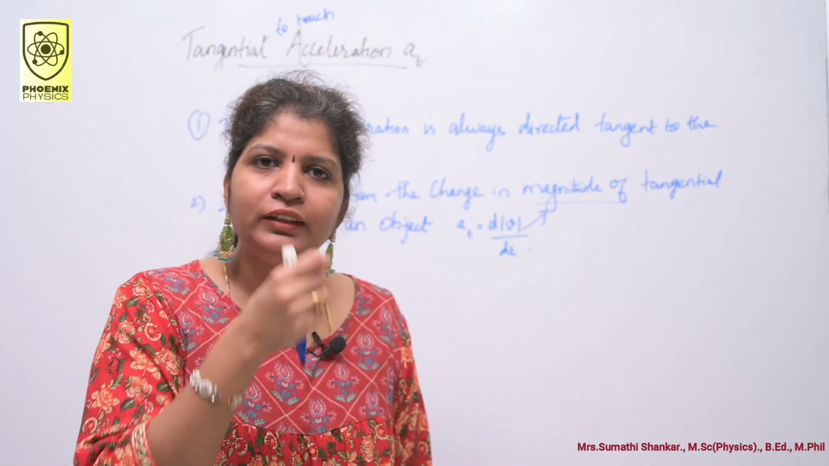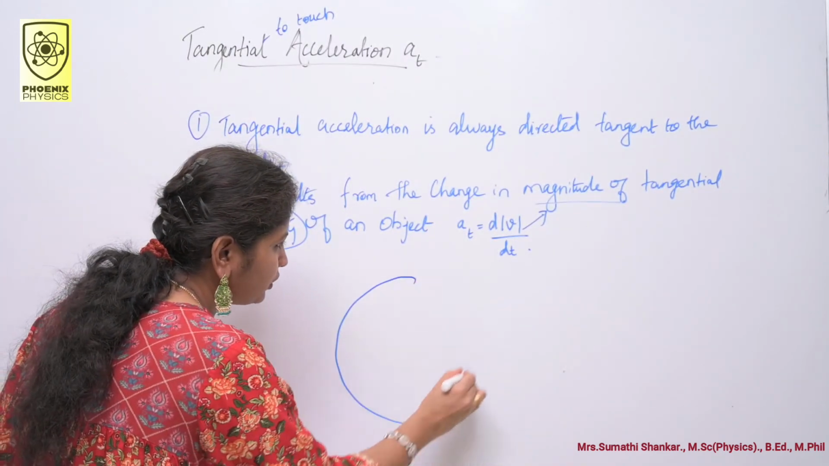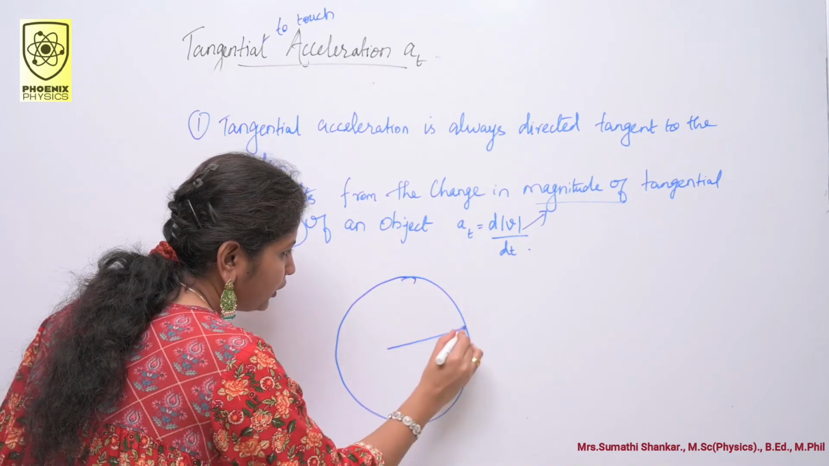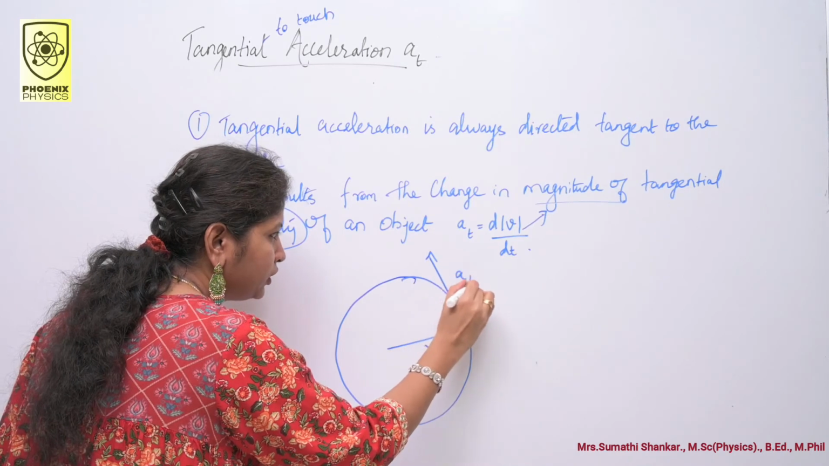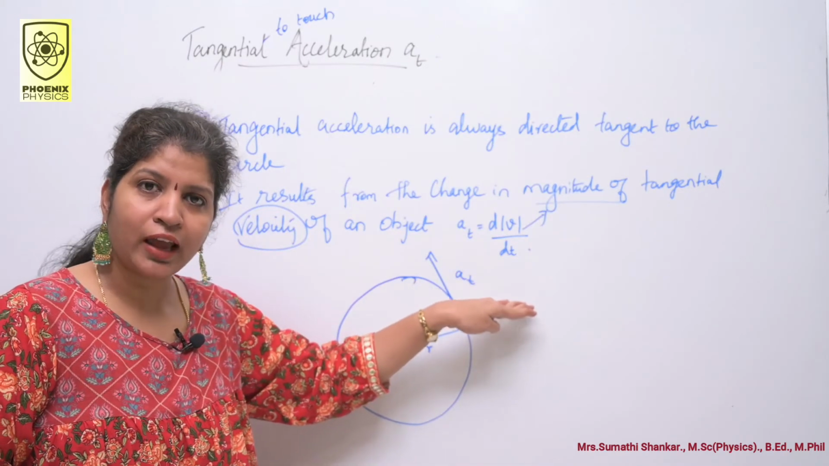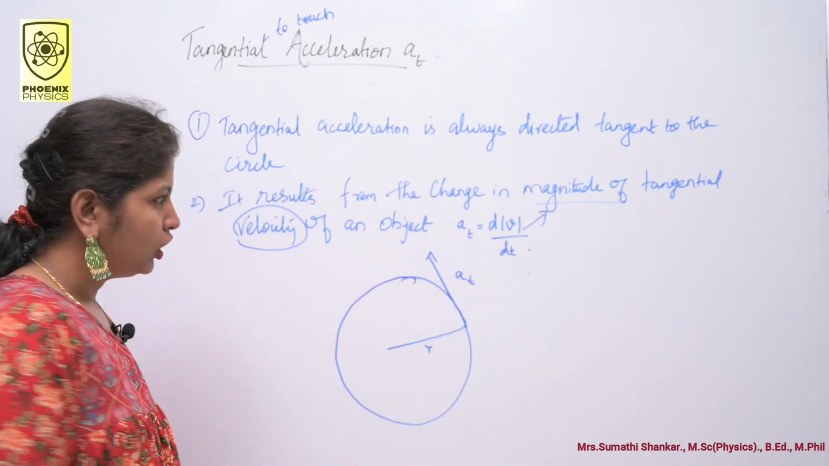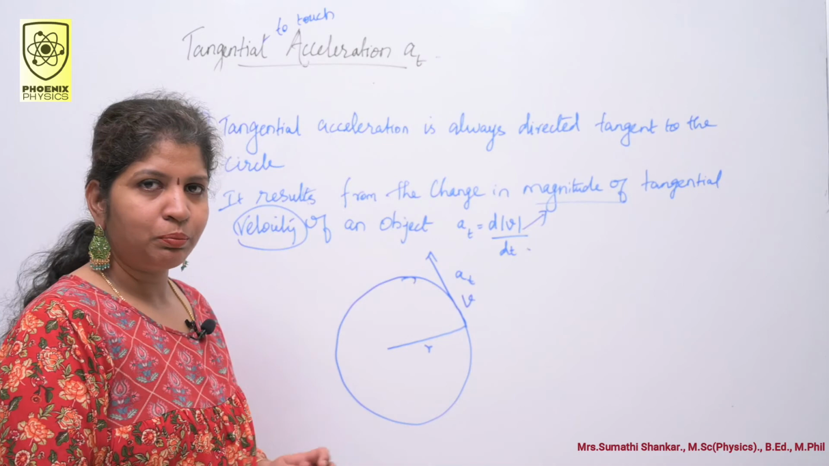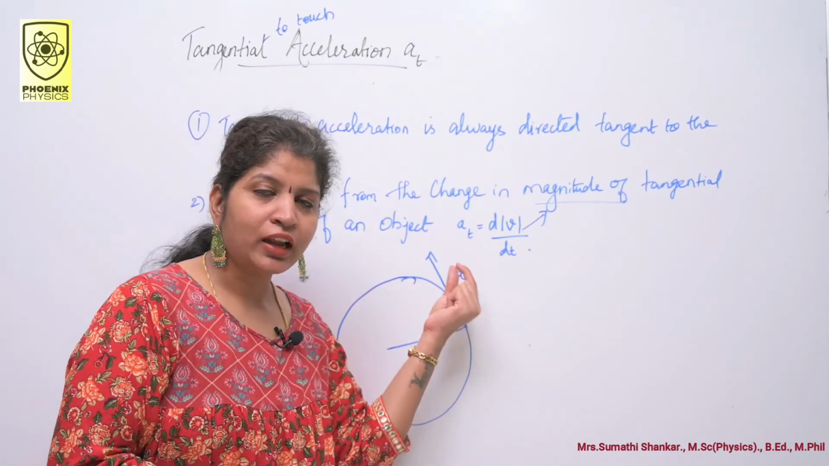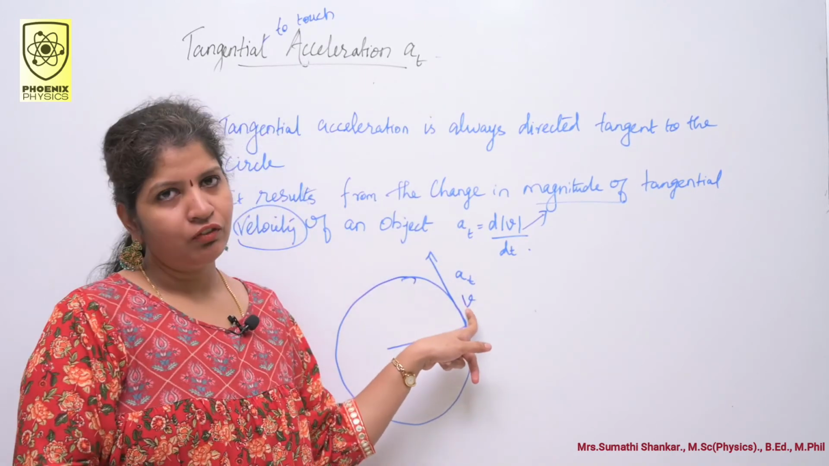Then what about the tangential acceleration direction? So this is our circle, this is radius, and this is our tangential acceleration a t. The direction of tangential acceleration is along the tangential velocity. Tangential velocity or linear velocity, both are the same. So here the tangential velocity is v. I repeat, the direction of tangential acceleration is along the direction of tangential velocity.